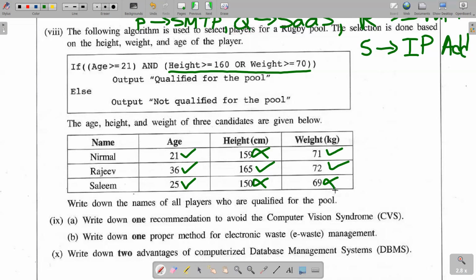So now which players are going to be qualified? It's the one who has these two records. So he is qualified, Nimal is qualified. This has the height one as well as the weight one. So Rajiv is qualified as well. Here the third one, these two are not satisfied. So it is not.